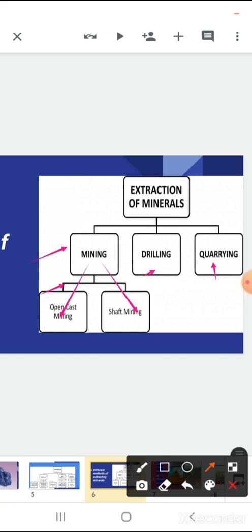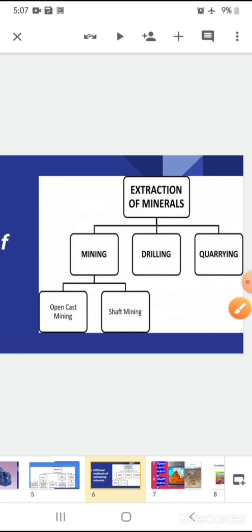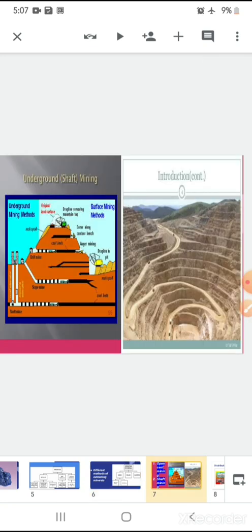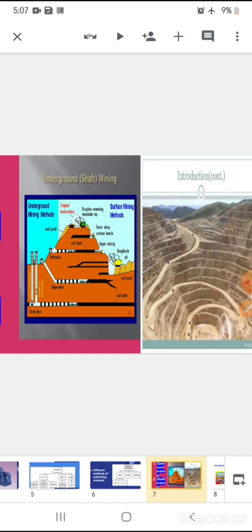That is open cast mining, and then you have shaft mining. Now, what are these broad categories and how are they actually classified? See children, you can have this underground shaft mining and open cast mining.